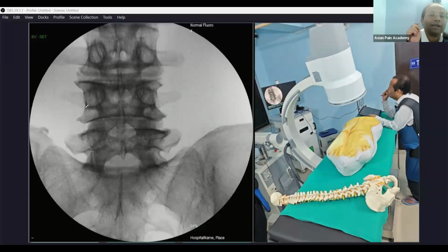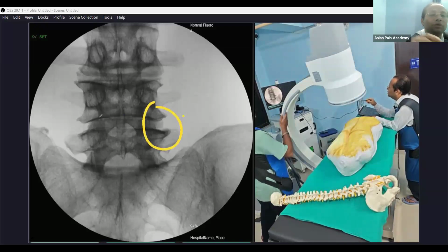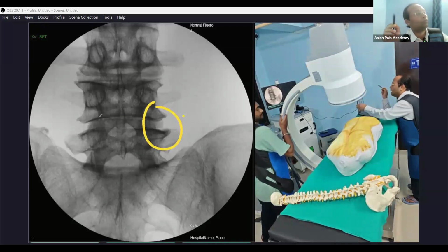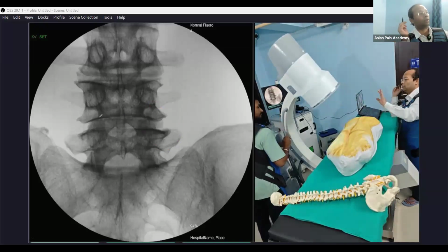Lower end plate is one line. So after the fourth step, now comes the fifth step to see the scotty dog view. Since my target is on the right side, I want a scotty dog on this side only. I will ask him to make the oblique towards the right side.